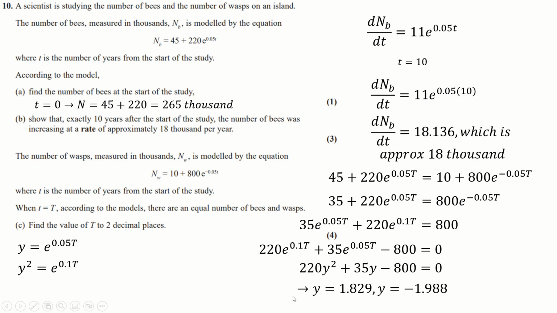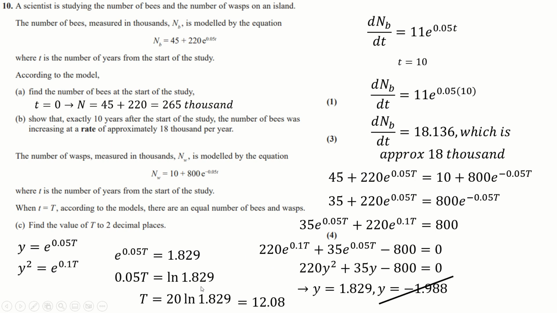But when you put a negative into here, e to the power of something can't be negative. So that's actually not a solution we'll care about. We'll just set this equal to that. We'll take log of both sides. We'll times both sides by 20, and we'll end up with this answer here, which will be our answer.